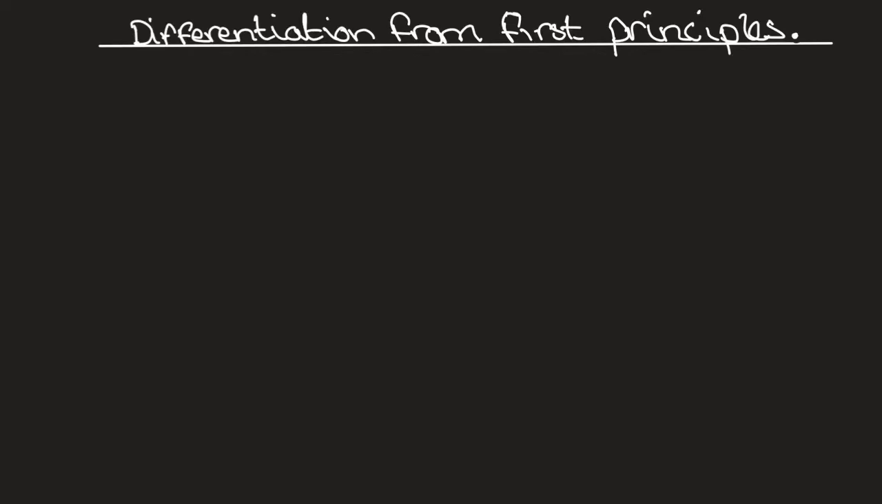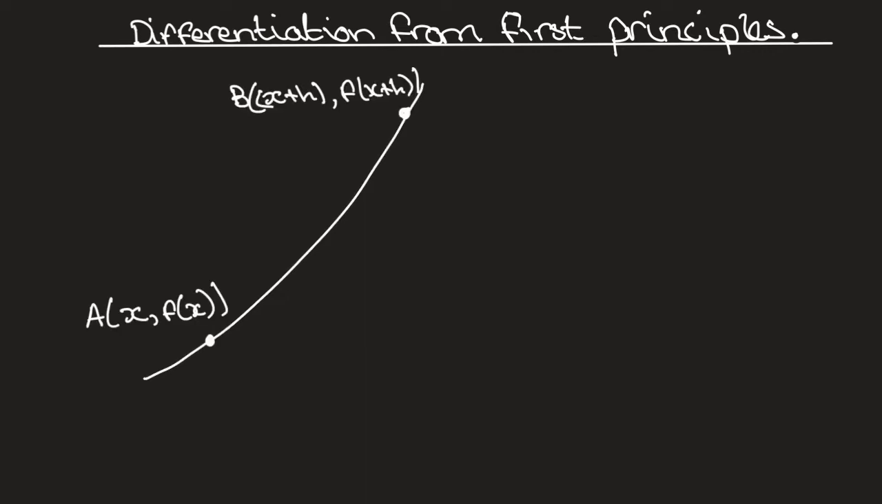Differentiation from first principles. In this video, we will take a look at differentiation and define the gradient function from first principles. Let's take a curve and define 2 points on the curve. The 2 points being A with the coordinates x and f of x, and B with the coordinates x plus h, f of x plus h.